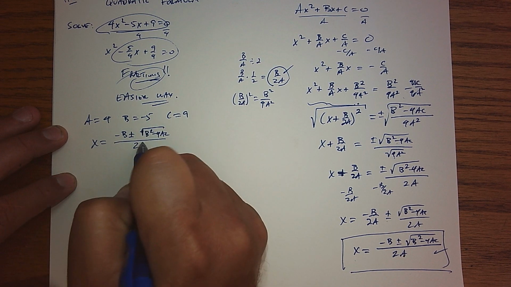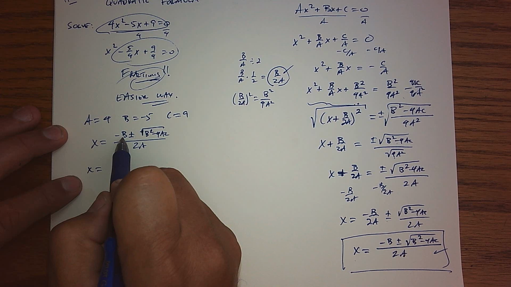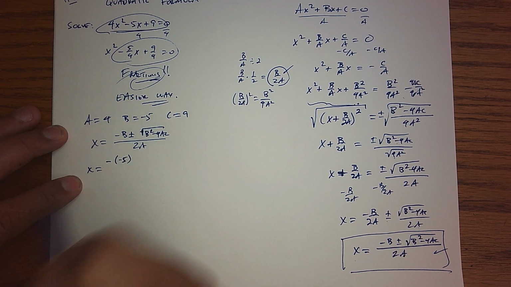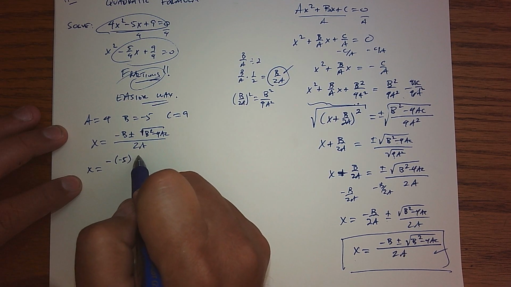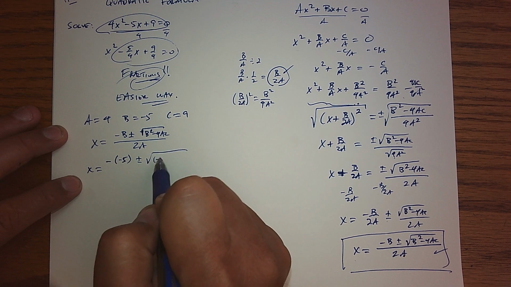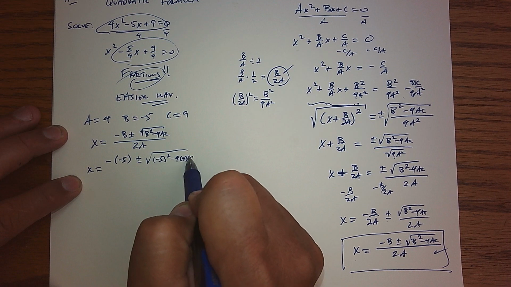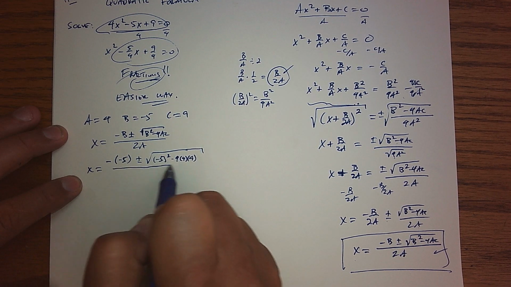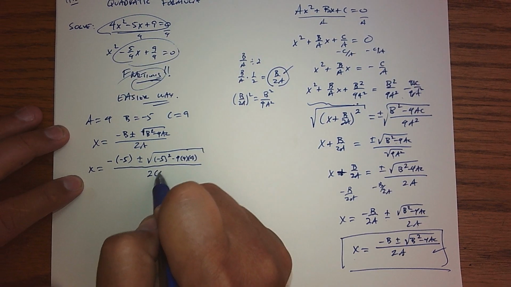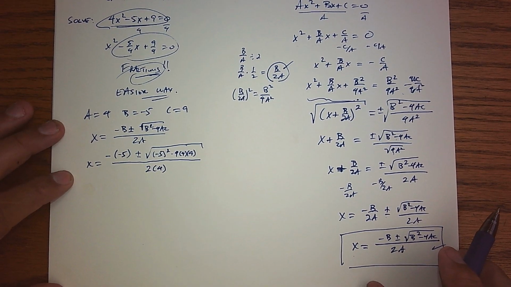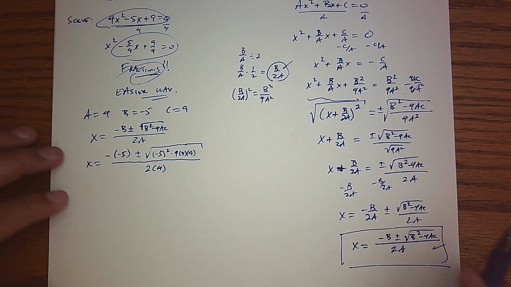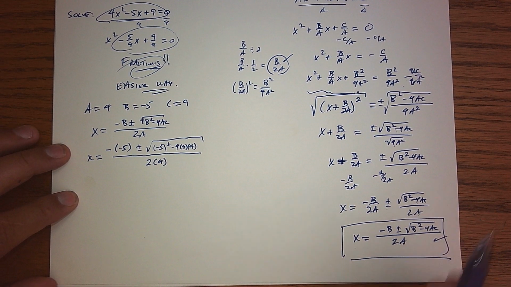So let me rewrite the formula over here so we can get a good look at where I'm plugging things in. So x equals, well, it's going to be negative whatever b is. So that's negative 5 plus or minus the square root of negative 5 squared minus 4 times a times c. And this is all over 2 times 4, which is a. So we just plug it in. And now all that we have left to do is a bunch of simplification.